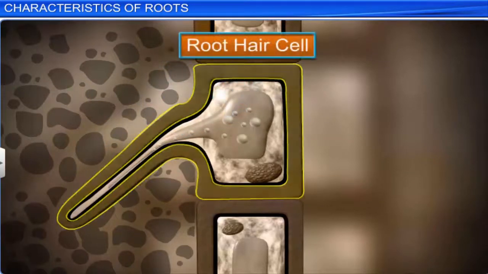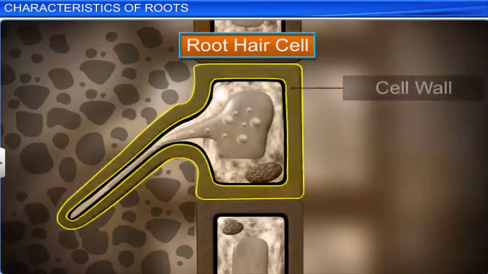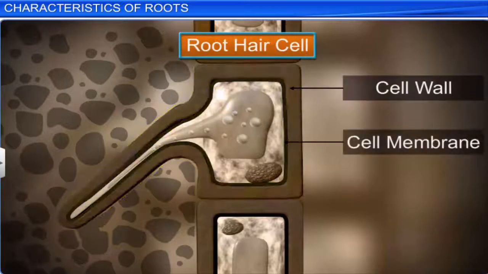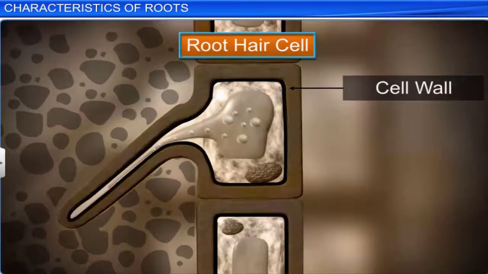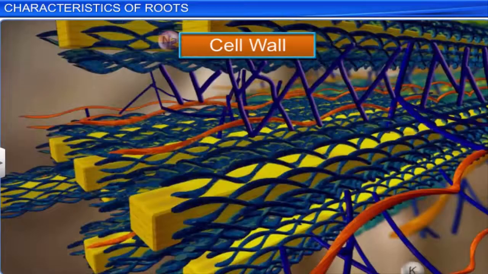Root hair cells have two layers, the cell wall and the cell membrane. The cell wall is the outer covering of the cell. It is thin, permeable, and allows the free movement of molecules and minerals in and out of the cell.